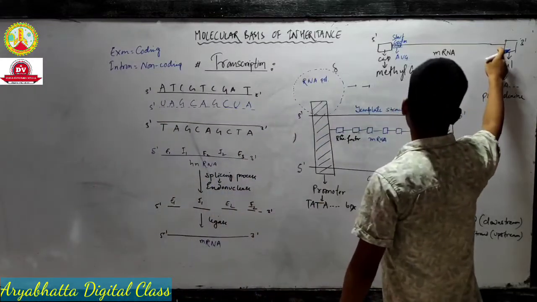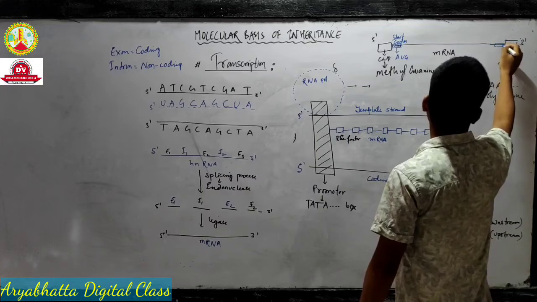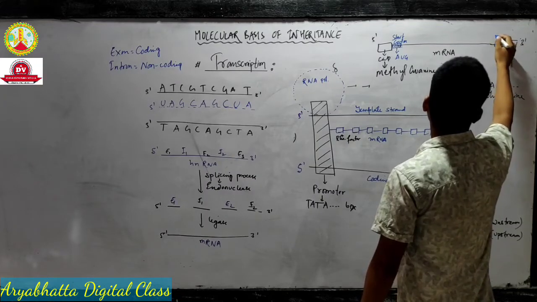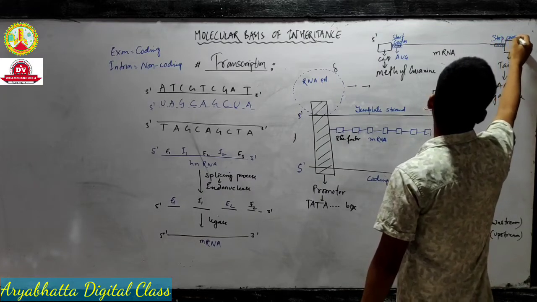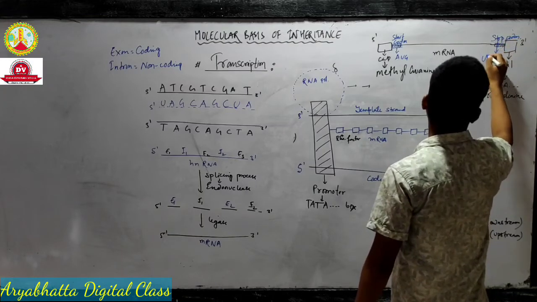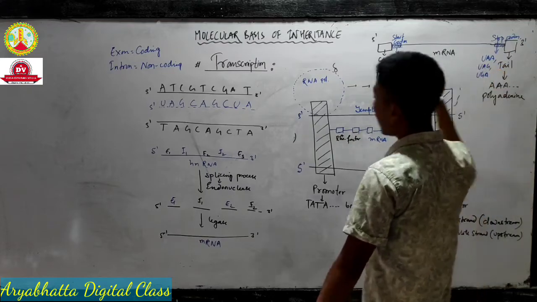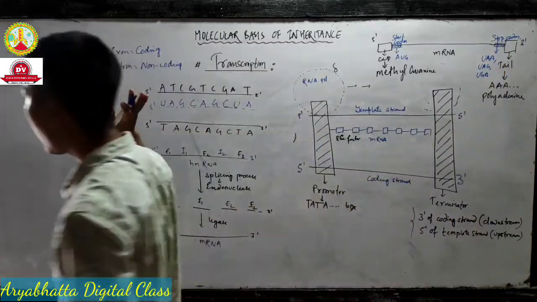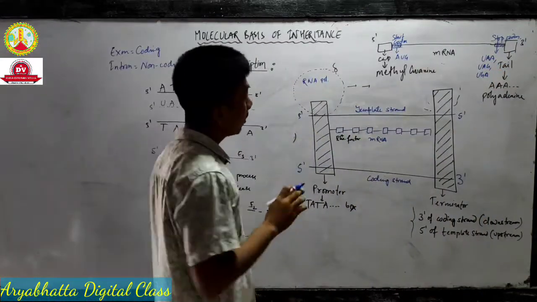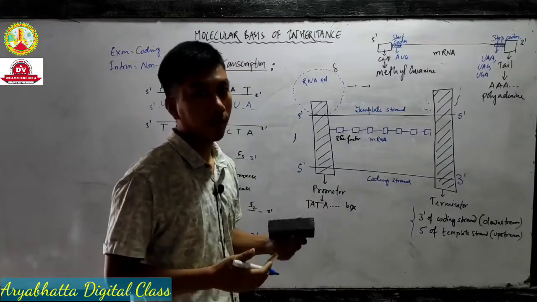Then towards the last part of the mRNA strand, it contains the stop codon or nonsense codon. I hope it is visible. Example, UAA, UAG or UGA. It could be any one of these. UAA, UAG and UGA, these are stop codons. The role of stop codon we will see.